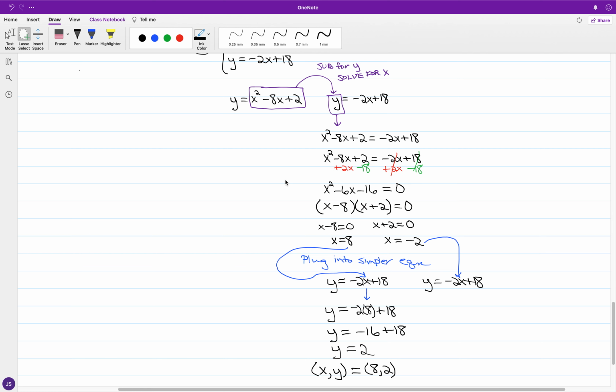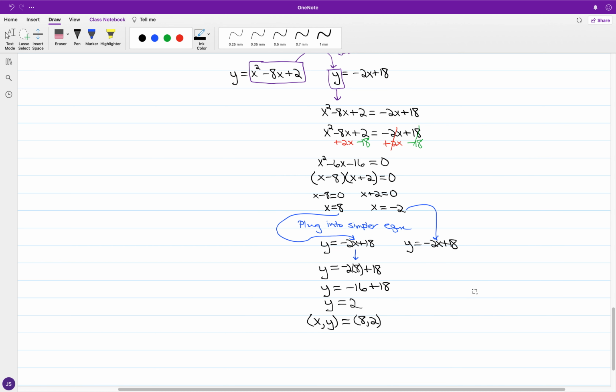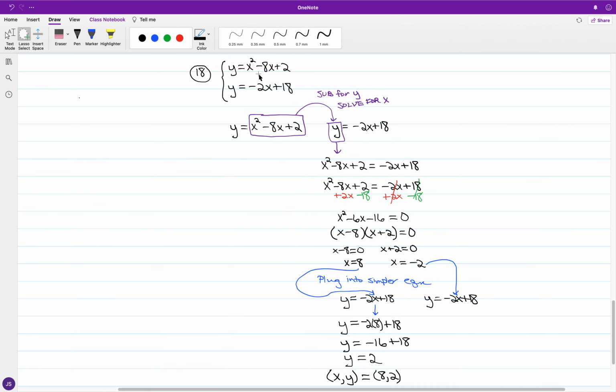Okay, so just again, taking what we have at the moment and just looking at the consistency. So for 8, 2, I can check. Okay, so if x is 8, 8 squared is 64. Negative 8 times 8 is negative 64. 64 minus 64 plus 2 is equal to 2. So the 64 and negative 64 cancel, plus 2, so you have y at 2. And negative 2 times 8 is negative 16. Negative 16 plus 18 is at 2. So the 8 and the 2 for x and y will check out.